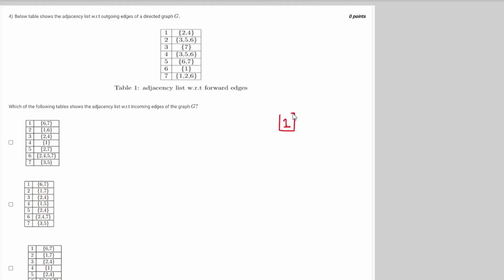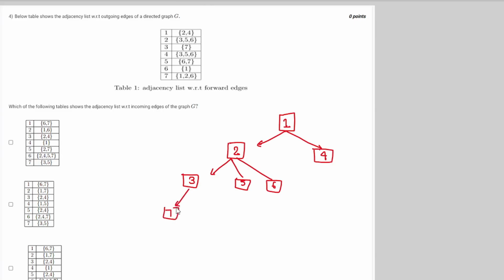So for 1, its edge is going to 2 and 4. Now for 2, its edge is going to 3, 5 and 6. Now for 3, its edge is going to 7. Now for 4, its edges are 3, 5 and 6.